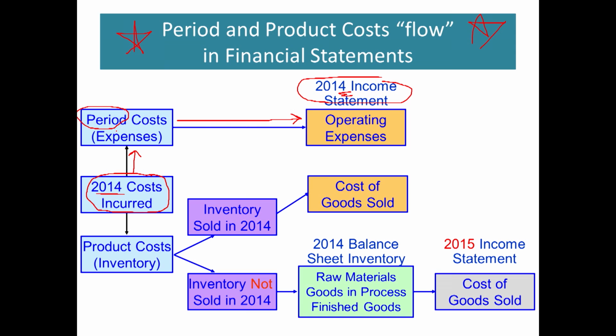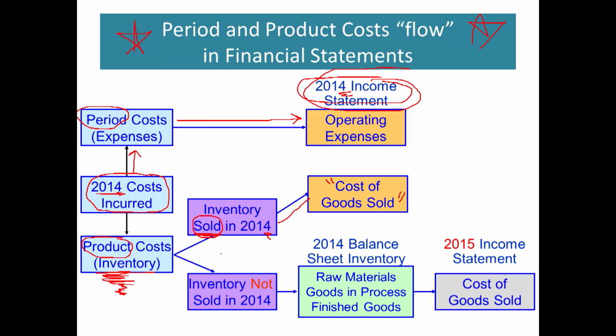Now, some of those costs incurred in 2014 are instead product costs. Okay, and we did a worksheet on identifying between these. Well, these product costs initially go into these inventory accounts: raw materials, goods in process, or finished goods, right? Well, if that inventory is finished and sold in 2014, then it does move to the 2014 income statement through cost of goods sold.